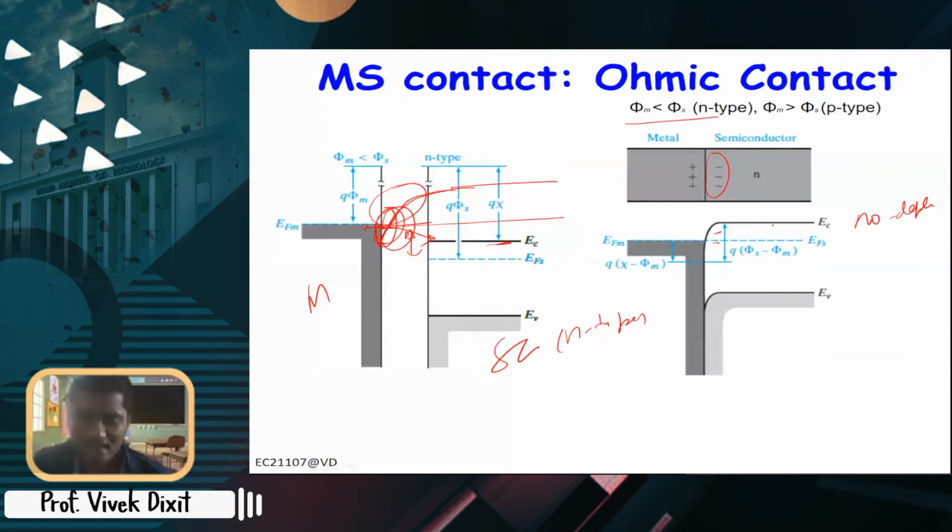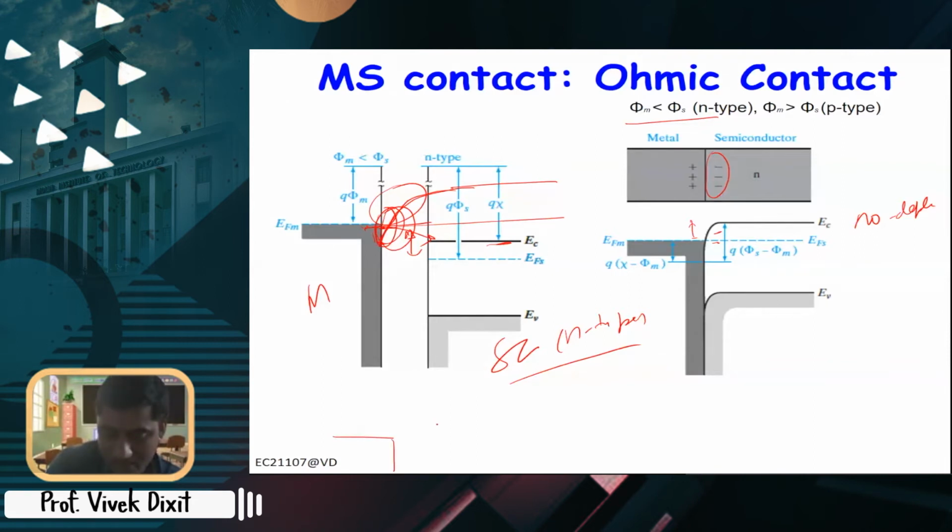In such a case, this barrier being very small, electrons can go from either side. Very small voltage will be required, so it will behave like an ohmic contact. Same thing you can do for a p-type semiconductor. In the case of a p-type semiconductor, the requirement will be just the opposite. This phi m should be more than phi s. So it will basically look like this.